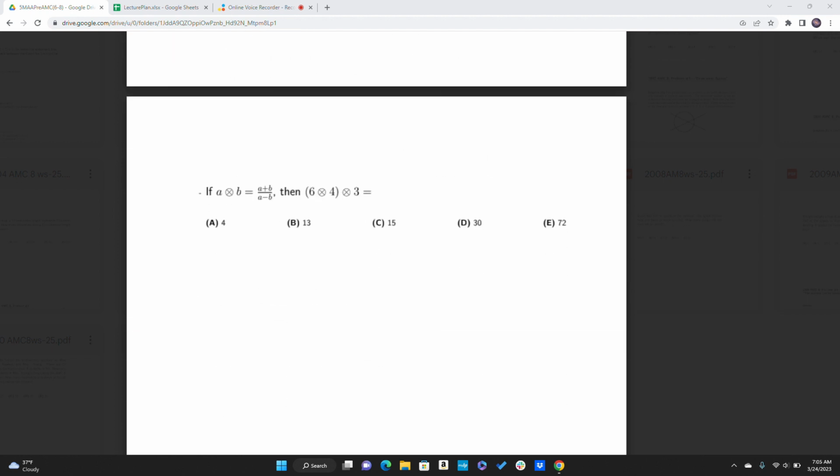All right, now we've got some simple stuff. We've got A symbol B, so that's the same as A plus B over A minus B. So 6 symbol 4, where 6 is like A and 4 is like B. So we've got 6 plus 4 over 6 minus 4. That turns into 10 over 2, which is 5.